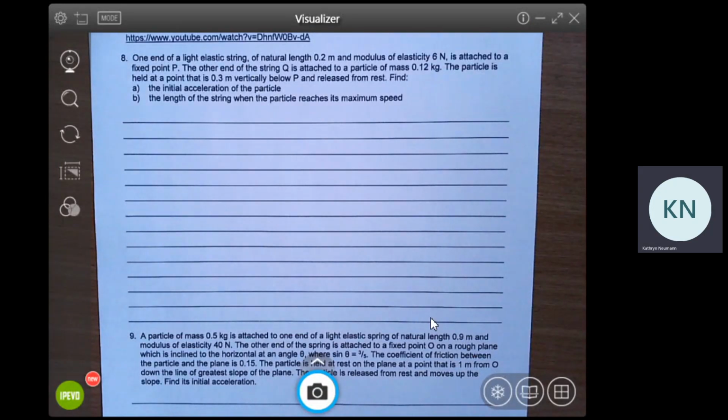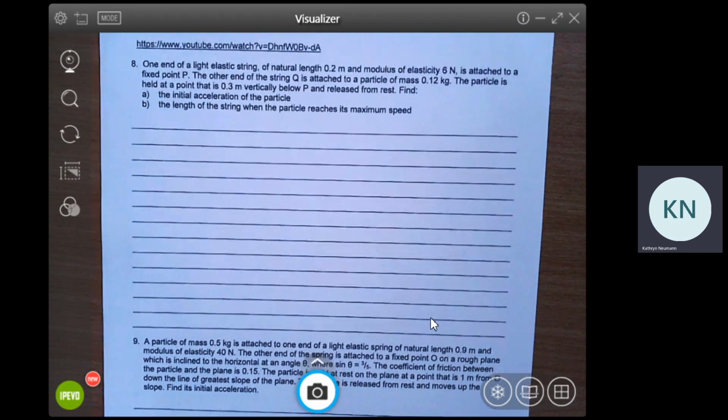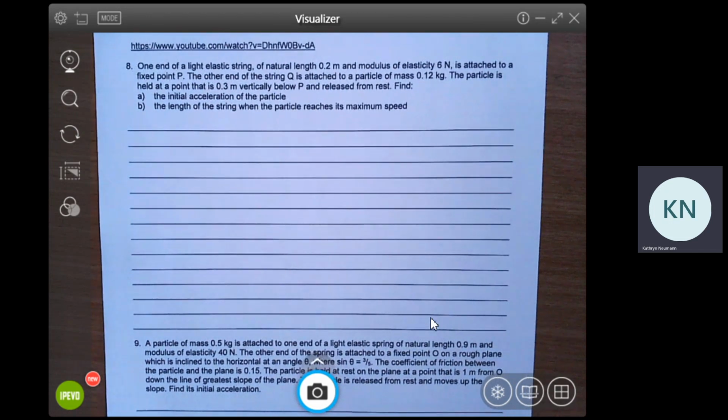Hello and welcome to another video on Hooke's law. And this time we're going to be looking at dynamic systems. So that's when we've got a string or a spring, but the particles involved are moving.